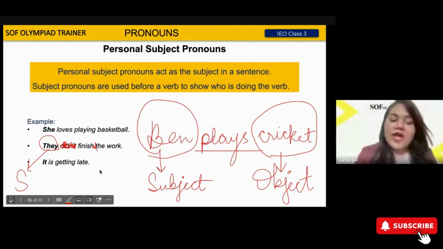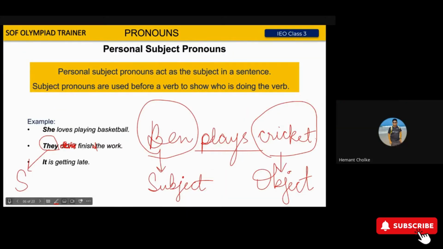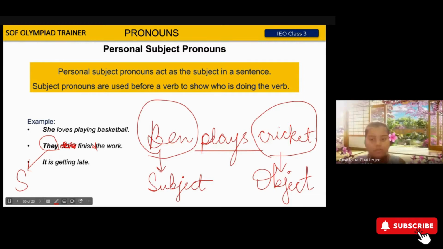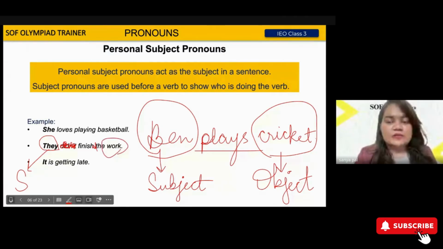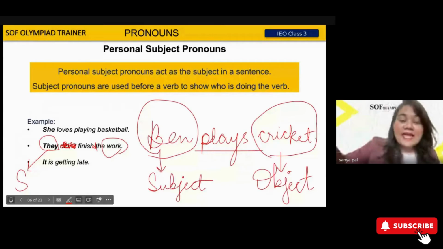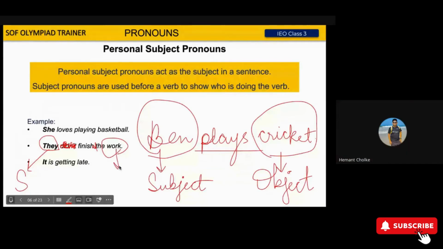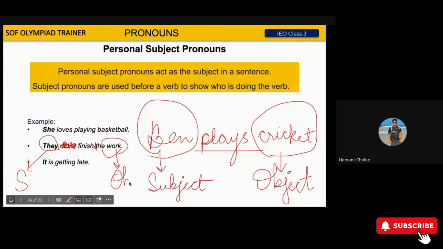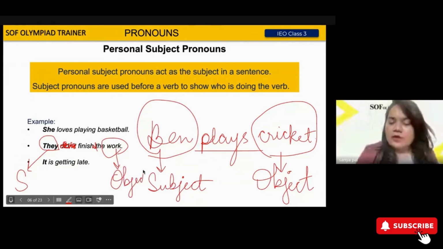And what did they finish? What did they finish? Work. Work is what experienced the action of finishing. Not finished? Work. So work will be the object. Very good. Do we all understand what is a subject and an object? Is there anybody who did not understand that?